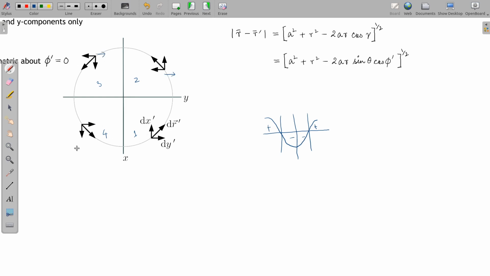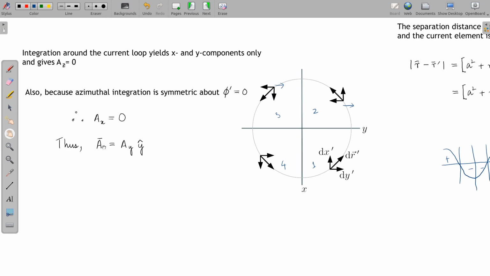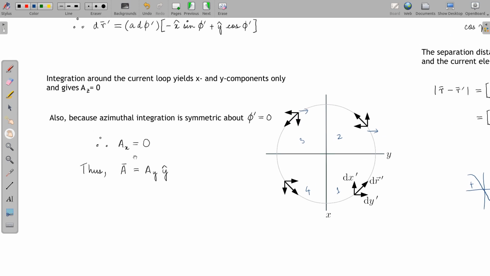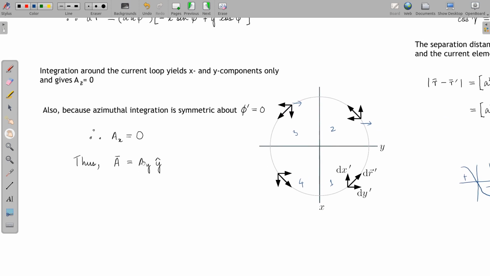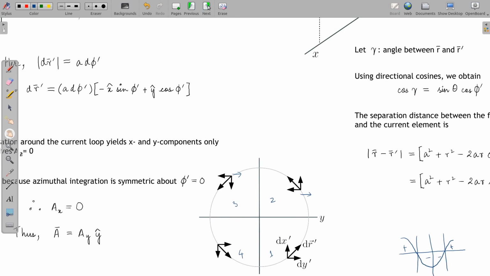When I go over this loop, the ay is not going to cancel out, only the ax is going to cancel out. So az is 0, ax is 0, which leaves us with one component of the vector potential, which is ay. So we can say that the entire vector potential A can be written simply as ay into y cap. Okay, so let's now move further.